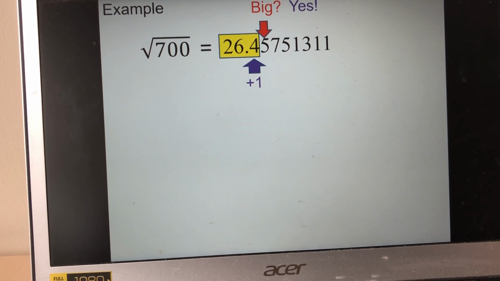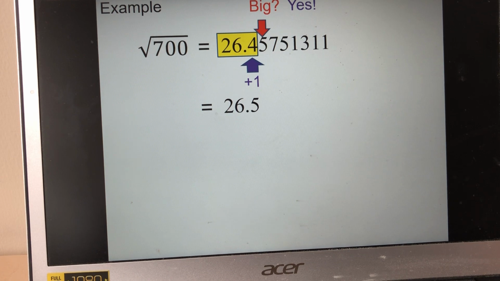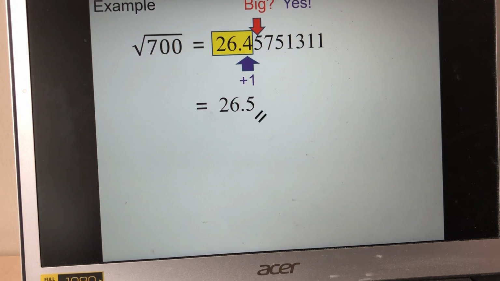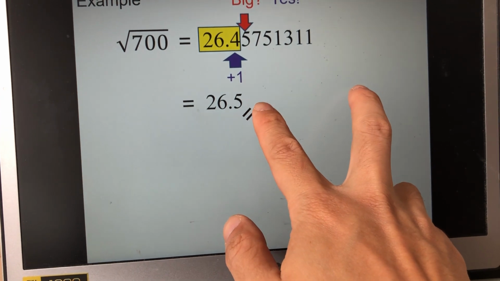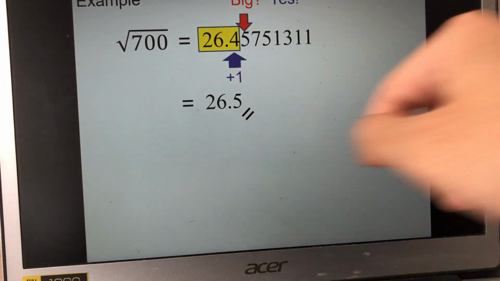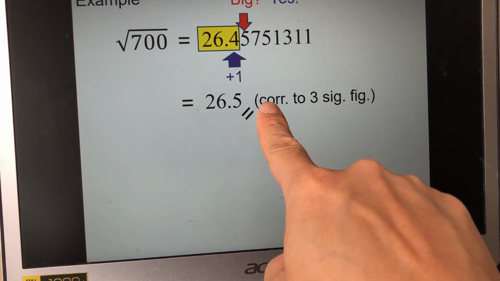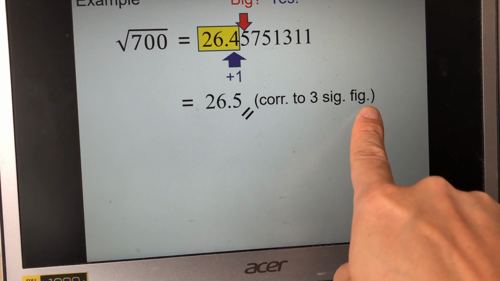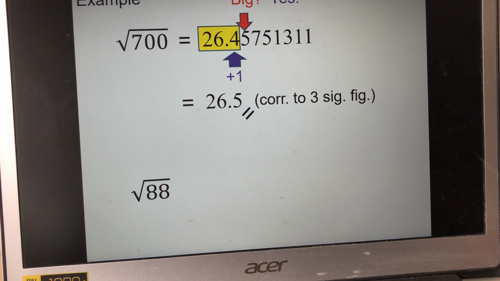So the answer should become 26.5. Okay? Do we stop here? Is there anything else that we have to tell people? Yes, you have to tell people how accurate your answer is. You have to write this down: this answer is corrected to 3 significant figures. Okay?